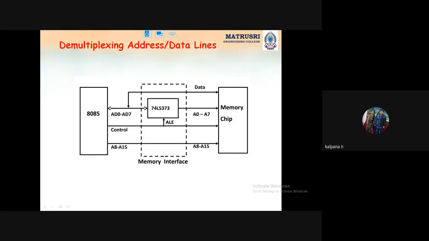And next, AD are the multiplexed lines. So what we are doing is connecting one latch. For the latch, the input is AD0 to AD7. And the output of the latch is A0 to A7, which are given to the memory. After separating A0 to A7, what is left? D0 to D7. So D0 to D7 are also connected directly to the memory chip. Take a screenshot of this one also. This is the block diagram of demultiplexing the address and data lines.